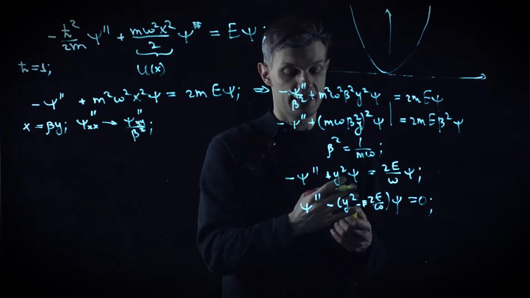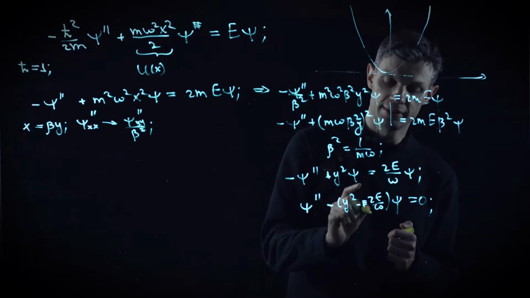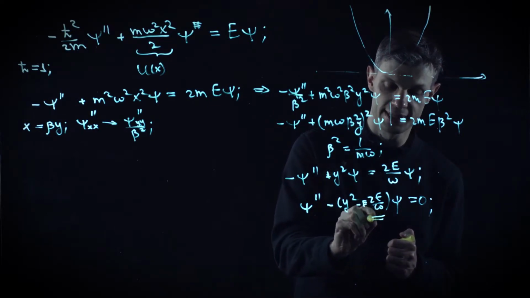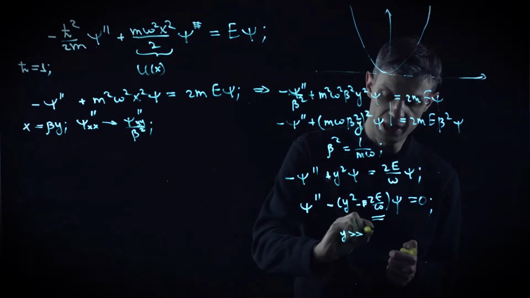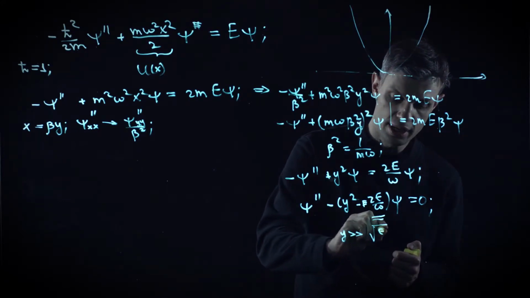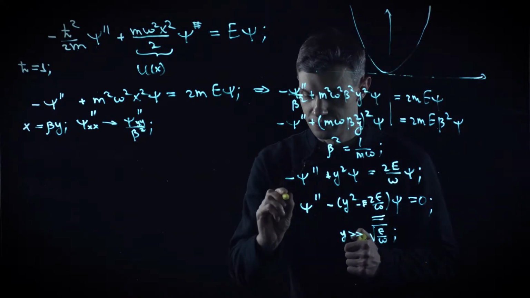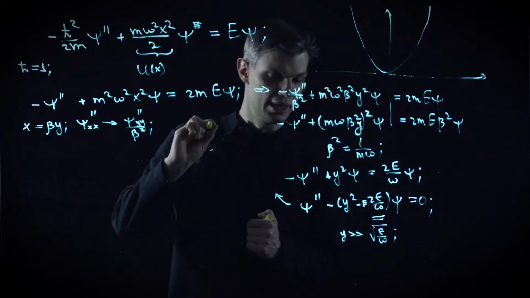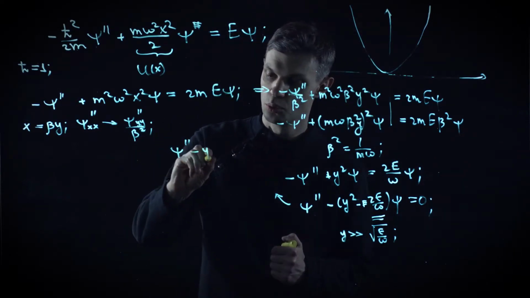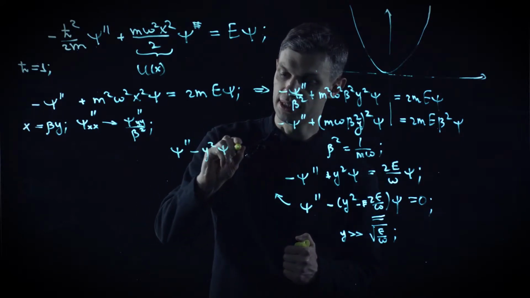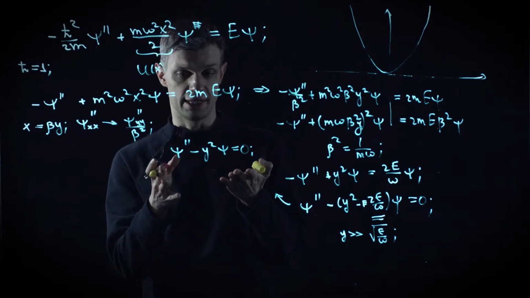So let's study its behavior at large values of y. So when y is large, one can dispose of this second term because we consider that y is much greater than the square root of E over omega. Then our equation becomes psi double prime minus y squared psi equals 0. But the problem is, even this equation can't be solved exactly.